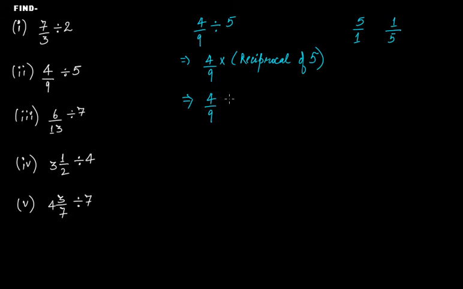4 over 9 times 1 over 5. Then this will be 4 times 1 divided by 9 times 5. This will become 4 over 45. So 4 times 1 is 4, and 9 times 5 is what? It is 45.